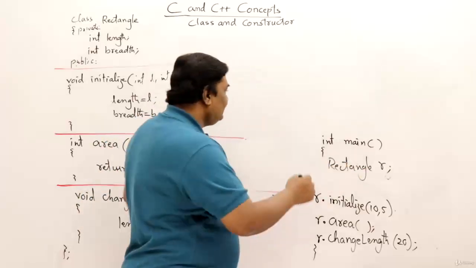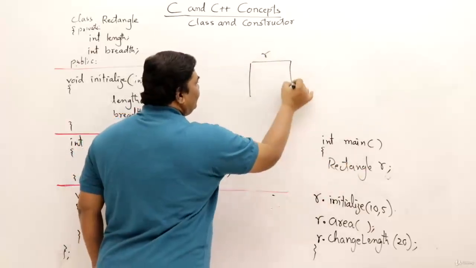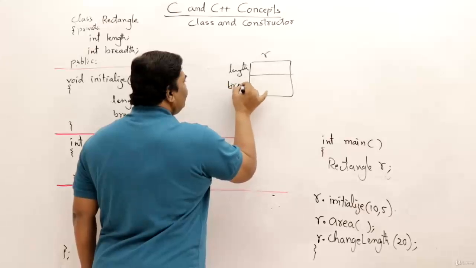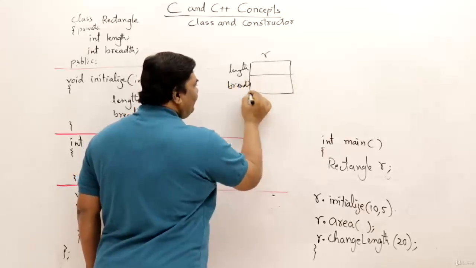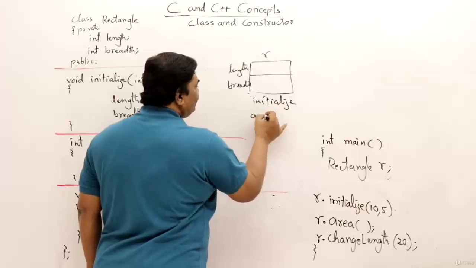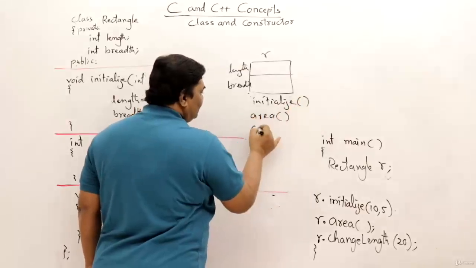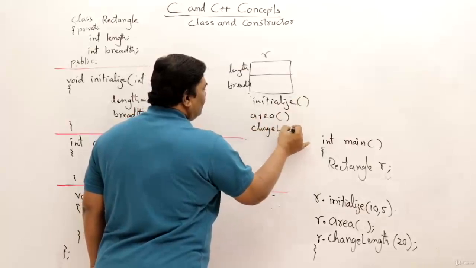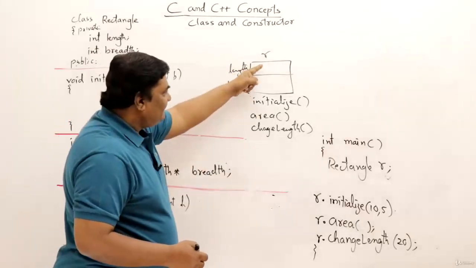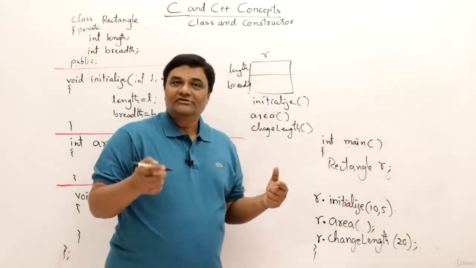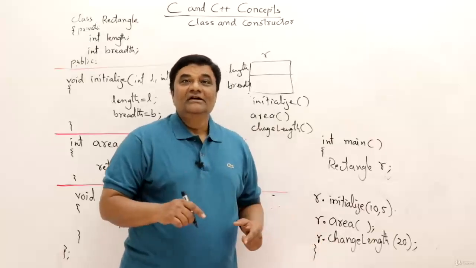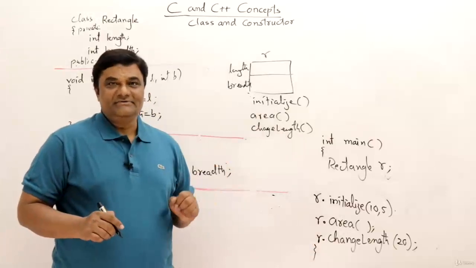So once you create a rectangle, what are the things you get? You get length and breadth. These are the two data members, length and breadth. Along with that, we also get the functions like initialize and area and change length. We get these functions also. These are the member functions. So length and breadth are data members and these are the functions. You can call all of them by using the dot operator. So this is the transformation from C language to C++.